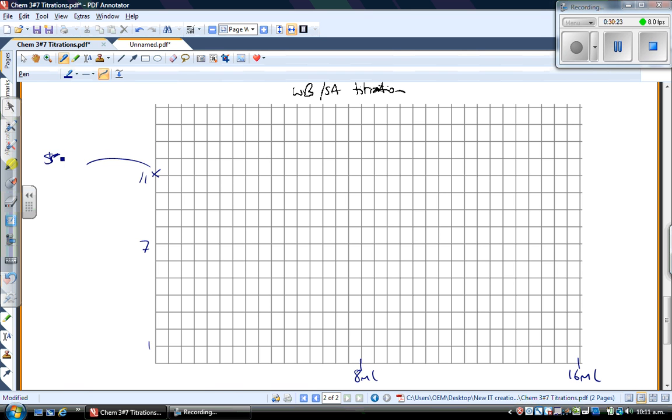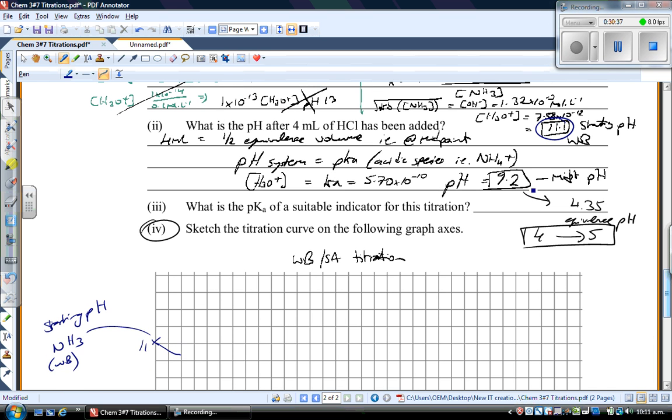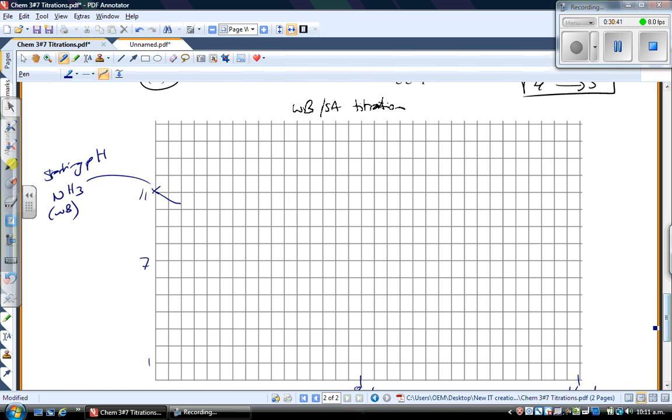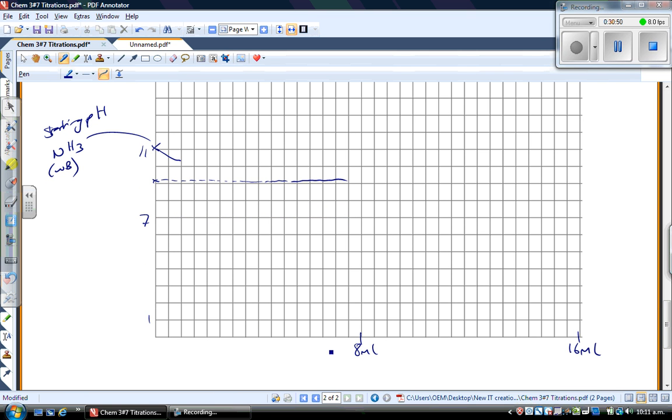So this is the starting pH of your ammonia, the weak base. Then there's going to be a drop in pH, and that drop goes as far as the midpoint pH, which we worked out to be 9.2. So we better mark in our 9.2. So 7, 8, 9.2, that's about here. So we know our midpoint lies along that line. The midpoint volume is going to be half of the equivalence volume, so that's 4 mL again. So the midpoint is exactly there.